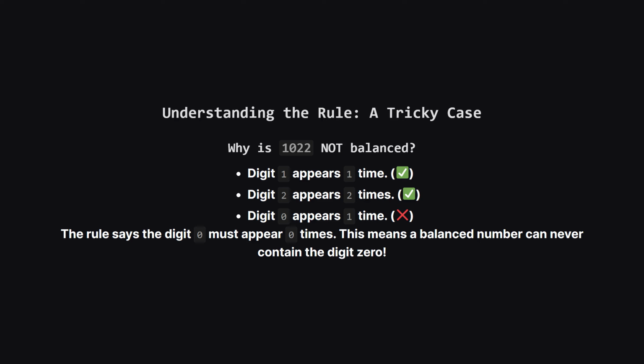Now for a tricky one that often trips people up. Let's look at 1022. The digit 1 appears once, which is good. The digit 2 appears twice, which is also good. But what about the 0? The digit 0 appears once. But for it to be balanced, the digit 0 would have to appear 0 times. That means a numerically balanced number simply can't have a 0 in it. This is a really important edge case to remember.